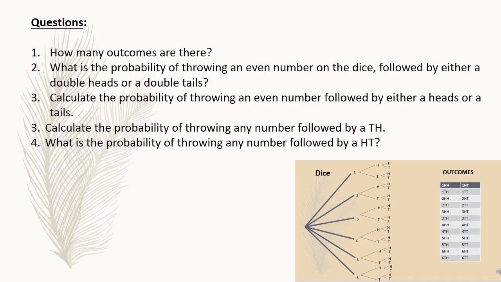Number 3, look at me now again. 1, 2, 3, 3. Okay, for number 3, calculate the probability of throwing any number followed by a tail, heads. So very important, the order there must be tail, heads. So any number with a TH after that. Go and count them. And the last one: what is the probability of throwing any number followed by a HT? So you're going to count any number in front, doesn't matter, with an HT at the back. And that is the amount out of 24, because there's 24 possible outcomes.